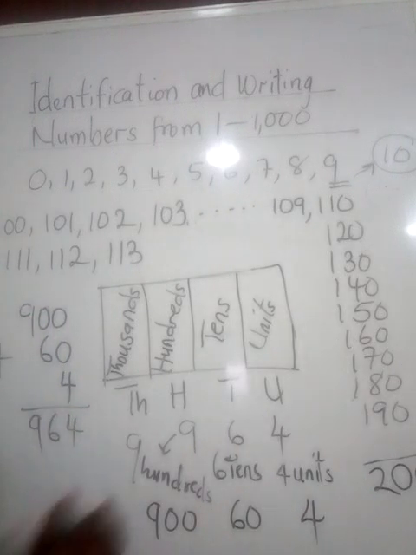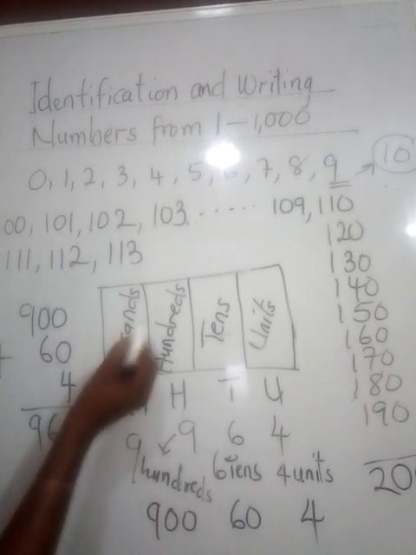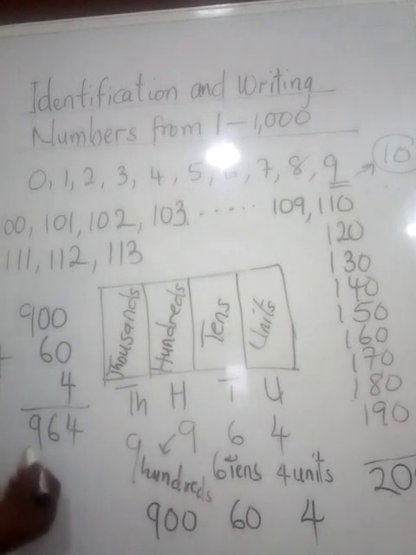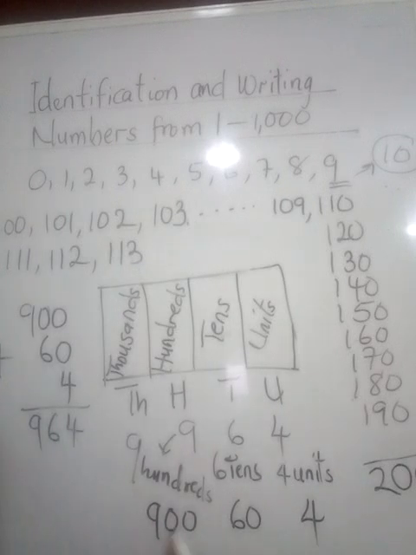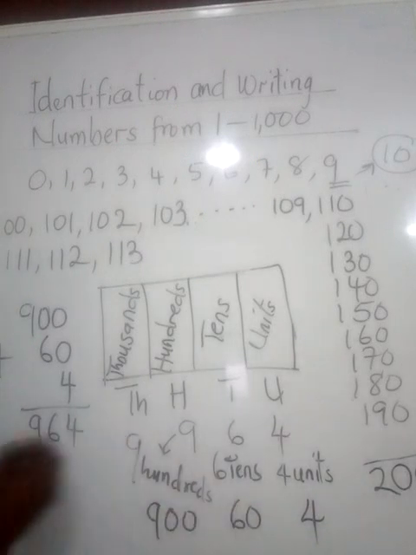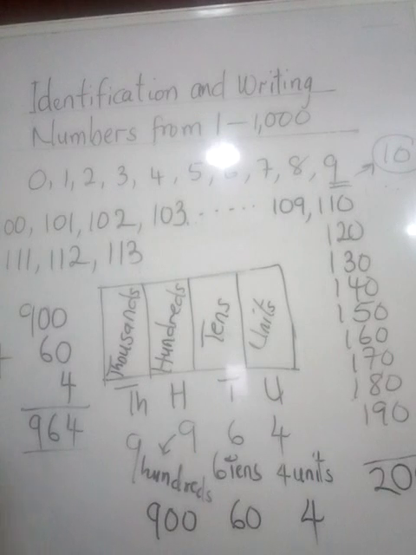So what do you have? 900, remember the 9 is in the family of 100. 900, what is 6 tens? That's 60. 60 and 4. 960 and 4. So it's 964. That is what this number is. 964. That will bring us to writing in words.